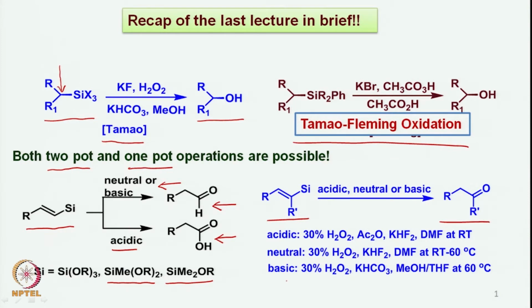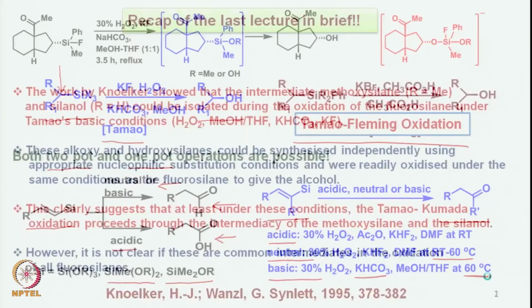As we discussed, the acidic conditions have hydrogen peroxide, acetic anhydride, this fluorine source and DMF at room temperature. Neutral is also the same, except acetic anhydride is not there, and of course you heat from room temperature to 60 degrees. The basic condition requires potassium carbonate in methanol at 60 degrees temperature. So, this is how the Tamao-Fleming oxidation is utilized, and it is a very important reaction as we discussed, and we saw some applications.